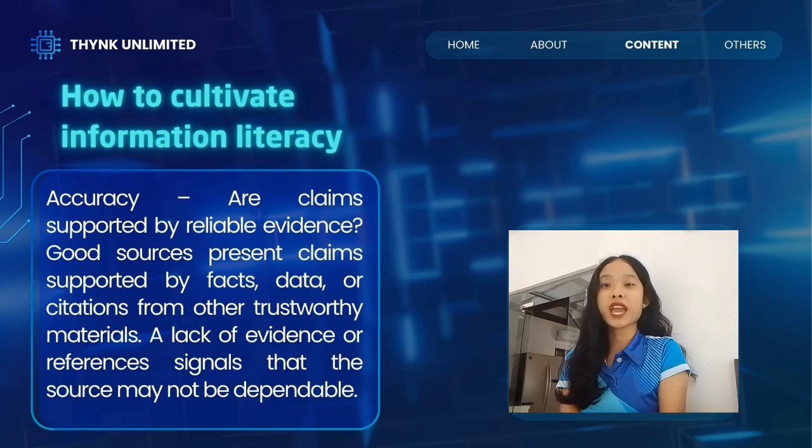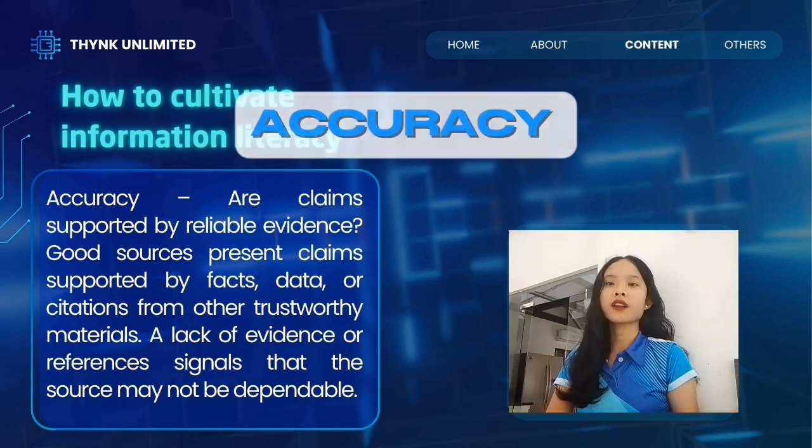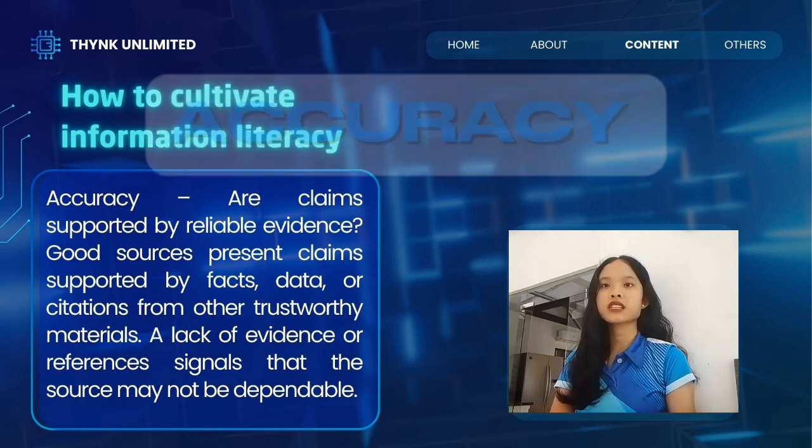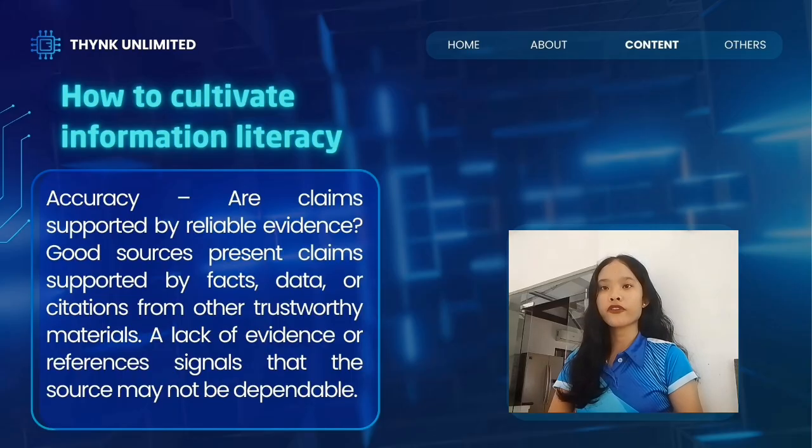The last A is A for accuracy. Are the claims supported by evidence? Reliable sources cite facts, data, or references from other trustworthy works. A lack of citations or evidence should serve as a warning sign of unreliability.